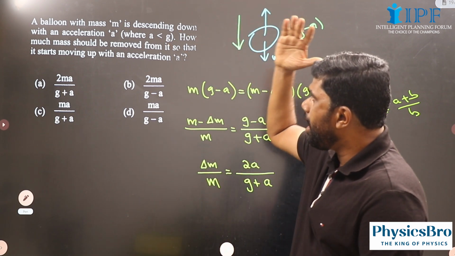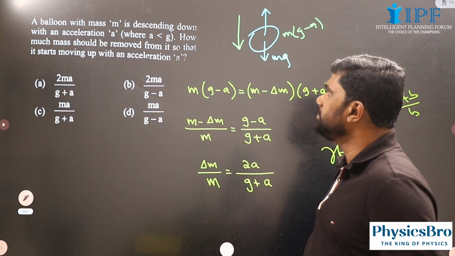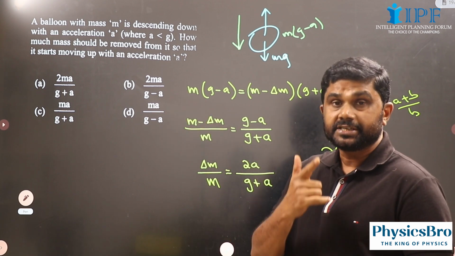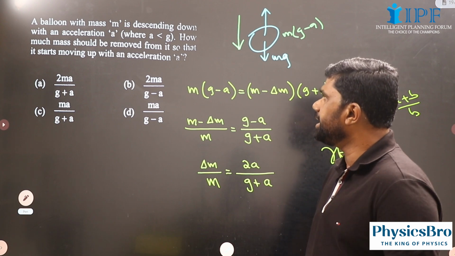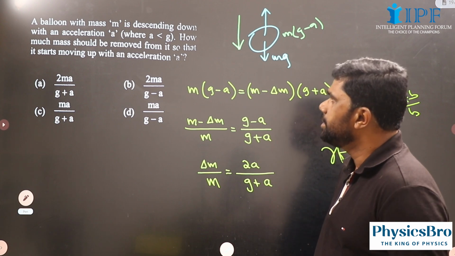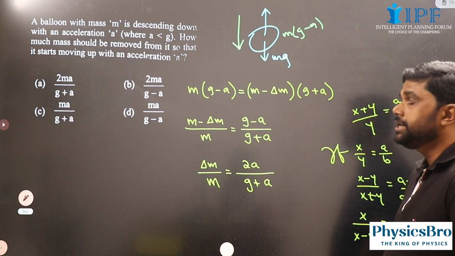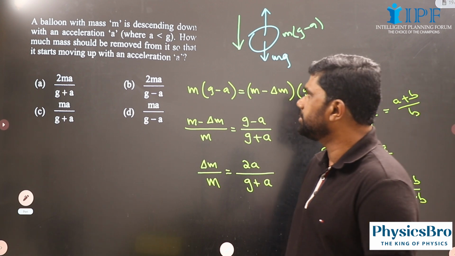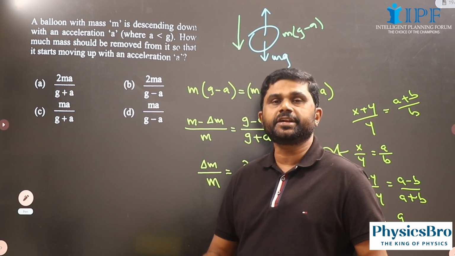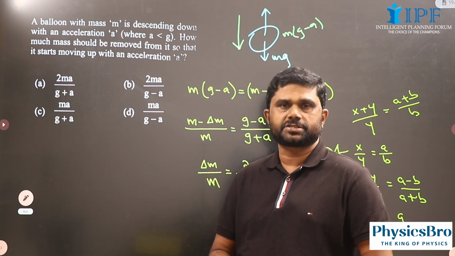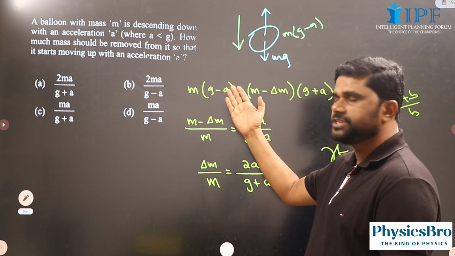Now we have a wonderful question. A balloon with mass m is descending, going down with an acceleration a that is definitely less than g. How much mass should be removed from it so that it starts moving up with the same acceleration a? When it goes down, the upthrust is m into g minus a.